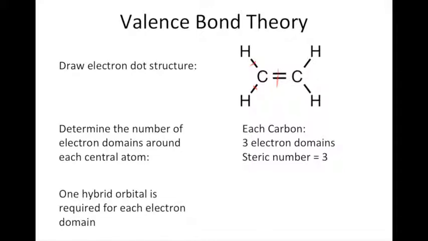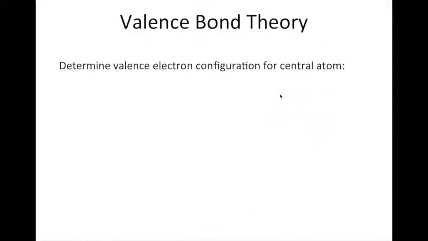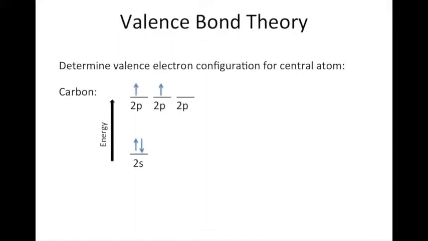Remember that we require 1 hybrid orbital for each electron domain. So for each of our carbons, we're going to need not 4, but 3 hybrid orbitals. So this one's going to be a little different. So let's look at the electron configuration for our carbons. The ground state electron configuration for an isolated carbon is 2s2, 2p2. And now let's look at the hybridization that these carbons will undergo when they form a bond.